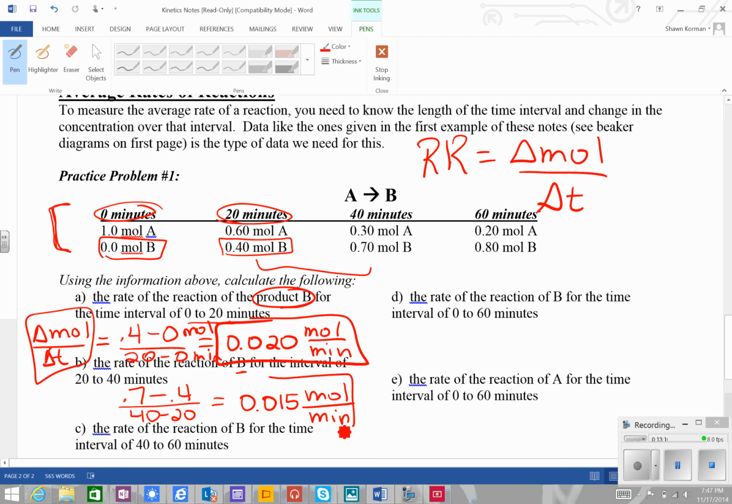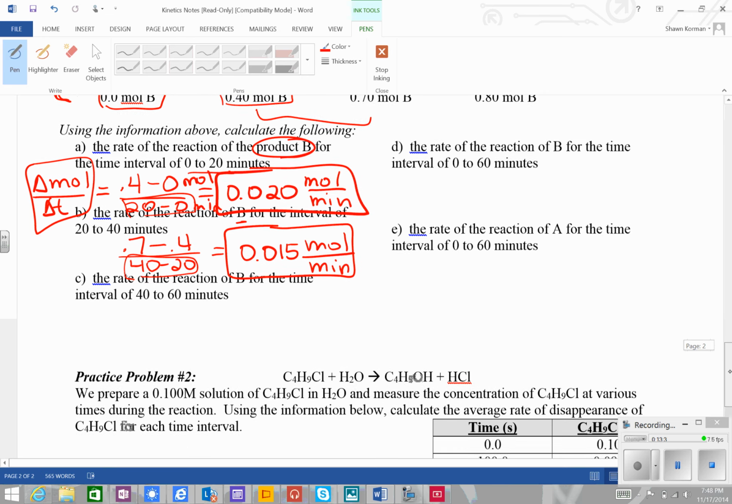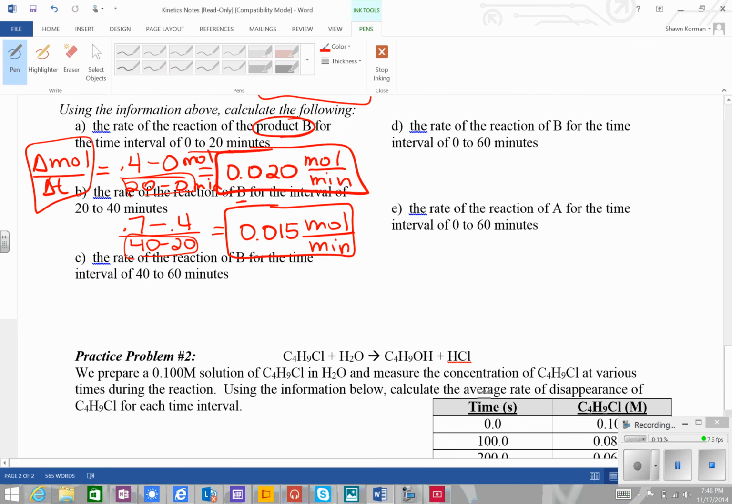So as time went on, the new rate of the reaction during that interval of 20 to 40 is now down to 0.015. Notice I said down. The first time interval, we had a much faster rate than in the second time interval, because like we discussed before, the rate of the reaction is going to slow down as the reaction proceeds. All right, next one, 40 to 60.